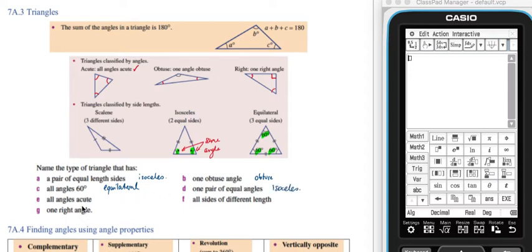All angles are acute. Well, this is simply an acute triangle. And F, all sides are of different length. This one will be the scalene. And then one right angle. That's the right triangle. So there we are. We've completed 7A.3 triangles.